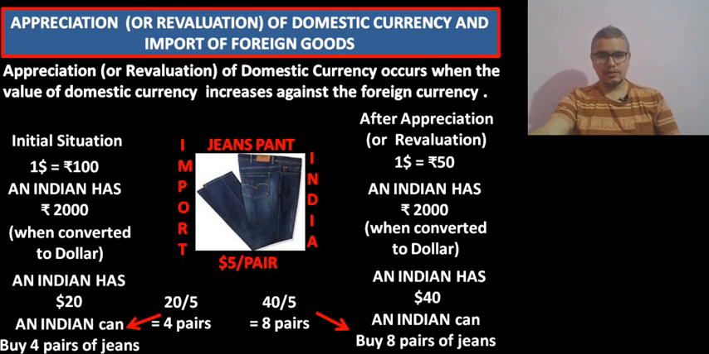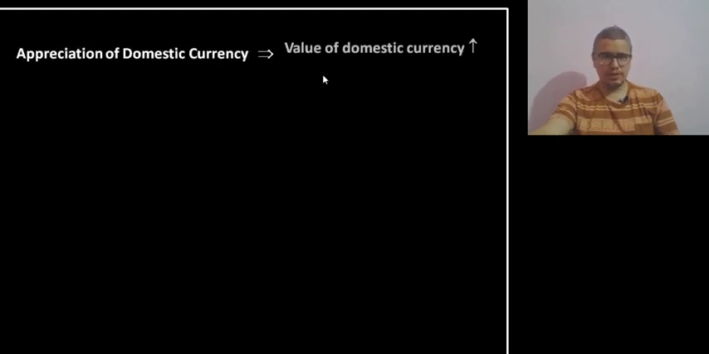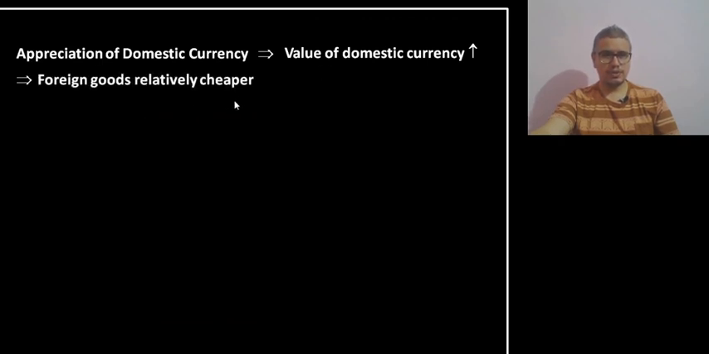Here the value of foreign currency is reducing in terms of domestic currency. Here the value of domestic currency is rising in terms of foreign currency. So it will lead to the same result. Let us conclude it. Whenever there is appreciation of domestic currency, value of domestic currency rises. When the value of domestic currency rises, foreign goods become relatively cheaper for the domestic citizen, for the Indian citizen. So as a result, they will purchase more of foreign goods, that is, they will import more of foreign goods. So import of foreign goods rises.